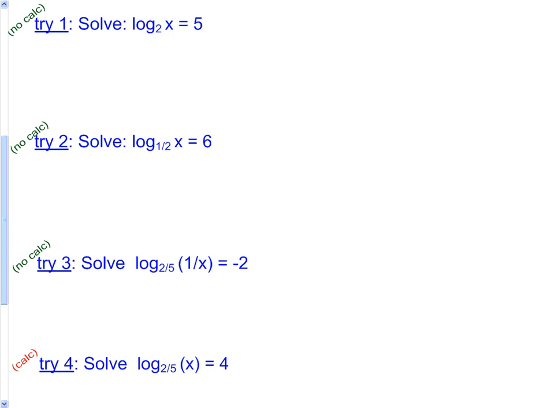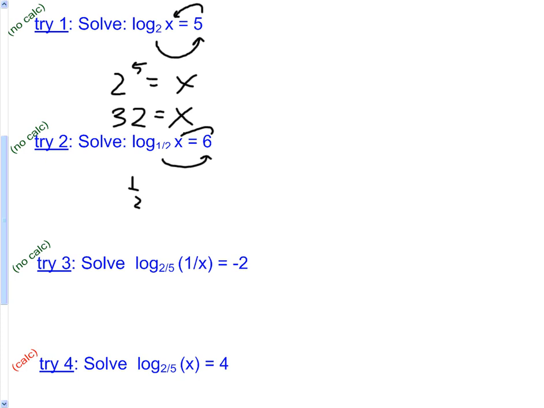Okay, in the front row, what do I do? Two to the fifth equals x. You are correct. And what is 2 to the fifth? I think you're right. Raise your hand if you get the same thing. Okay, good. Next one. 1/2 to the sixth equals x.